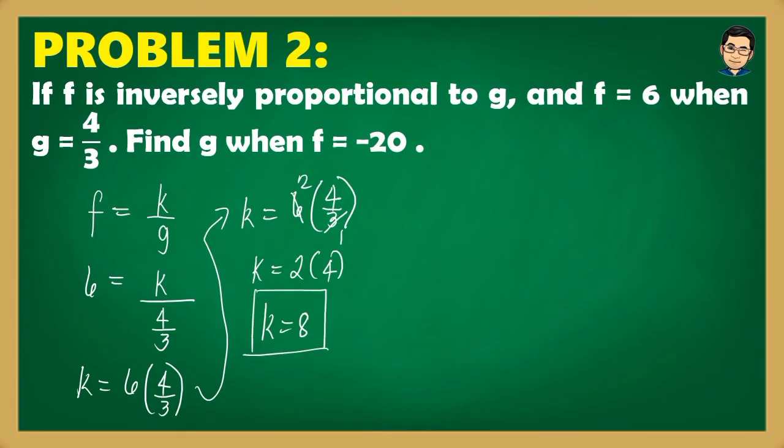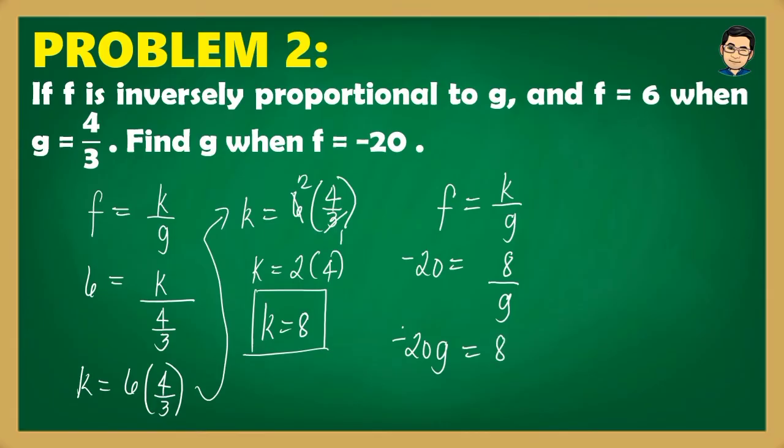Now, how do we solve for the value of g? So, isulat ulit natin. F is equal to k over g. Next, the value of f is negative 20, equals the value of k, which is 8 over g. And then, mag-cross multiply lang tayo. Magiging negative 20 g is equal to 8.